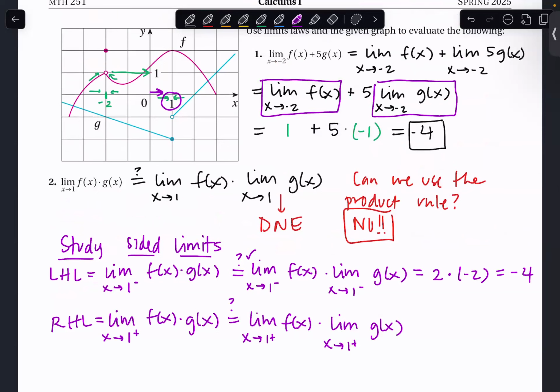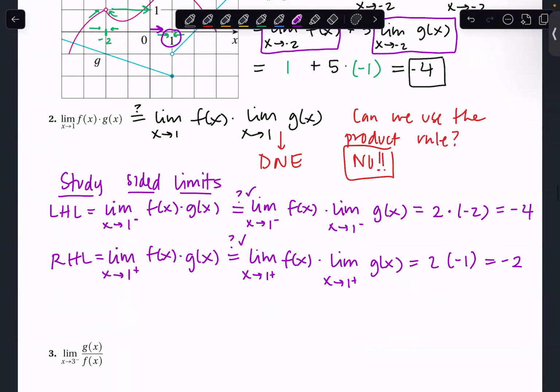Okay, let's see. On the right-hand side of 1, my f function still goes to 2. And what about my g function? It's going to give me back -1 here, right? Below my x-axis at 1, so this is -1 here. I don't care what happens at the point. I care about what happens nearby. So here I get a -1 for g, and I get a +2 for f. And because both of these gave me back an actual number, I can use my product rule on both of the pieces here. Okay, here I get a -2. So I found my left-hand limit gives me -4. My right-handed limit gives me -2.